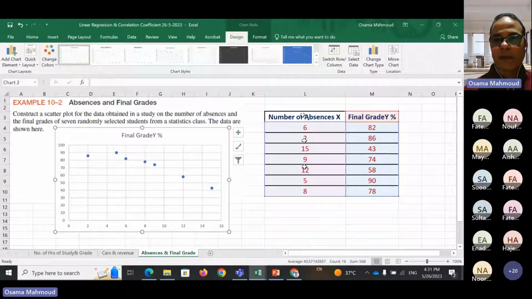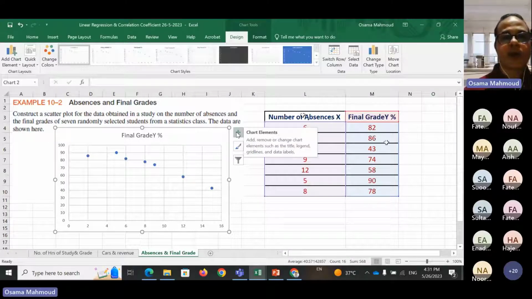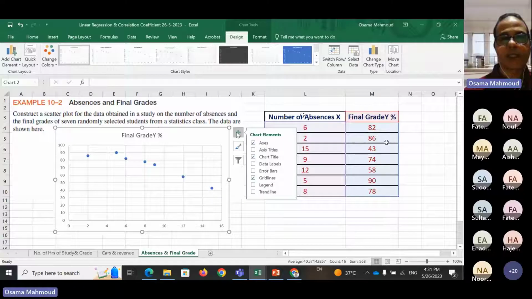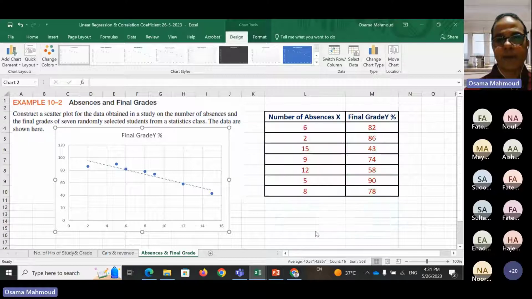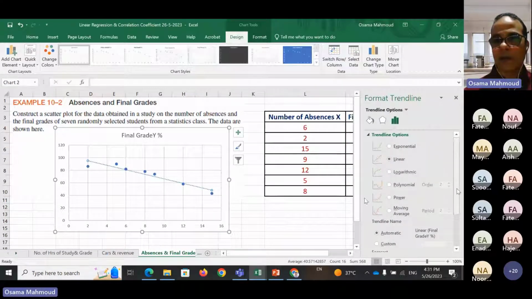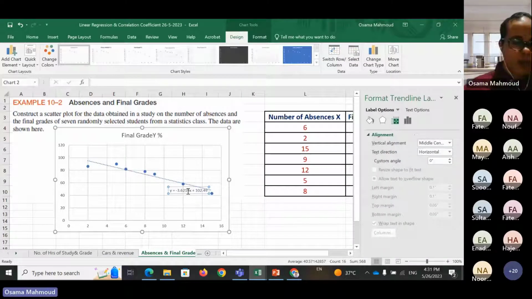Increasing the number of absences, you will have a lower mark, right? Decreasing the number of absences, you have a higher mark. So we call it a negative relation. Okay, good. Now I would like to have the linear regression equation. I press the plus sign. I go here, the trendline. To show the equation, I go for more options and go down to display the equation on the chart. This is the equation. Look at this one.